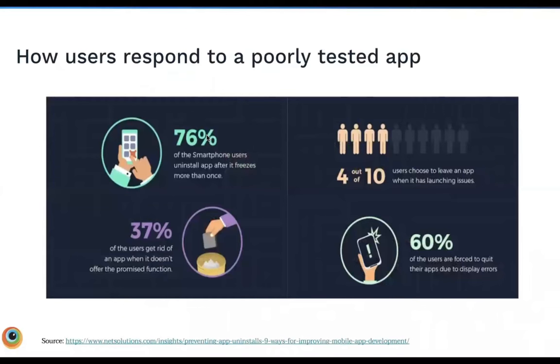And for the poor quality and poorly tested apps, user response is very drastic. For example, 76% users uninstall an app if it freezes more than once. 40% users leave an app that has launching issues. And 60% users quit app due to visual errors. These stats emphasize the importance of having a strong plan for quality assurance of your apps.